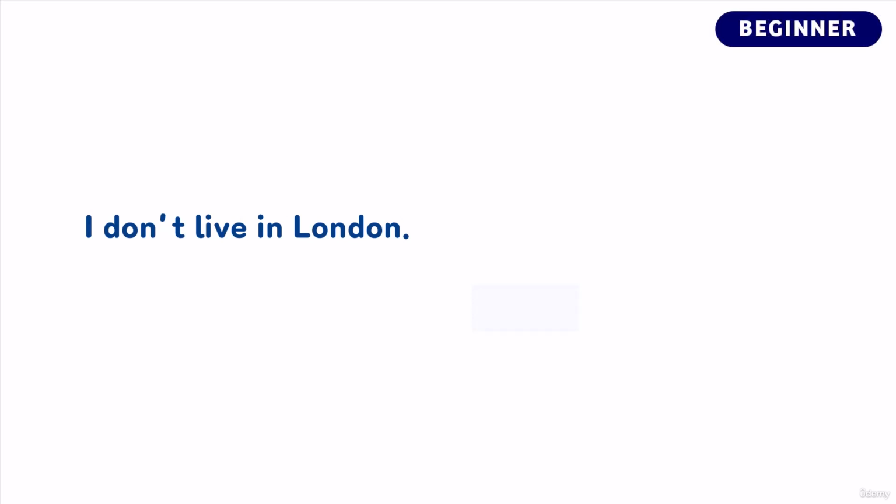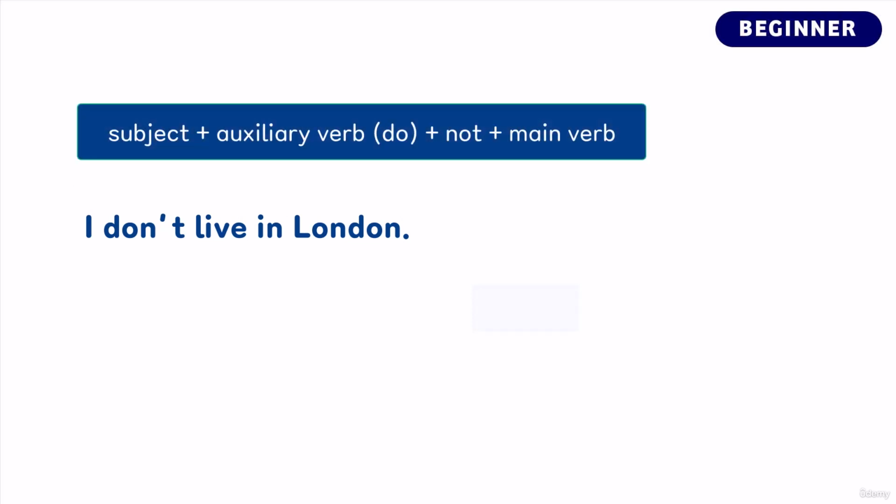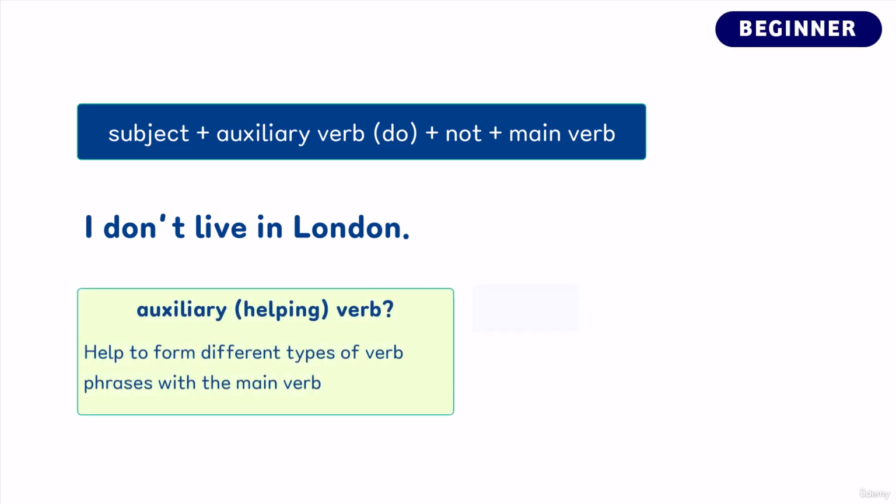Now, to form the negative statement, we use the auxiliary verb do and make sentences like this. I don't live in London. Now, first, what is an auxiliary verb? The word auxiliary means helping. So an auxiliary verb is a helping verb, and it helps the main verb.